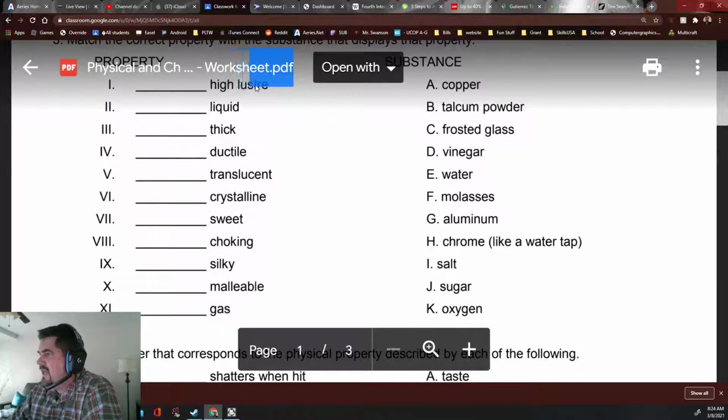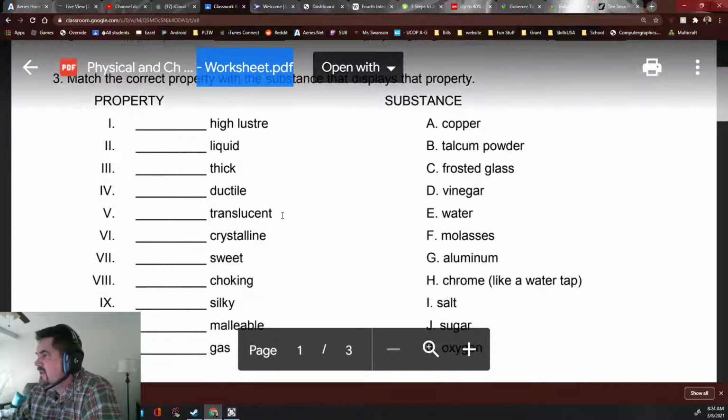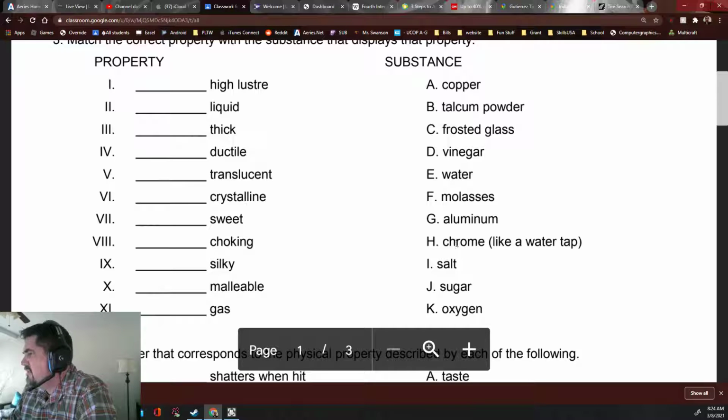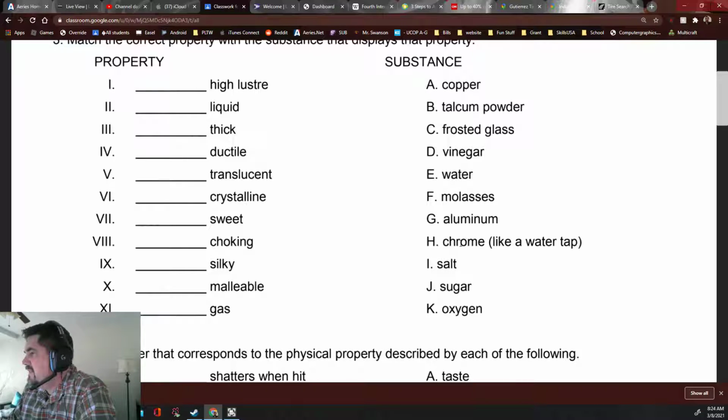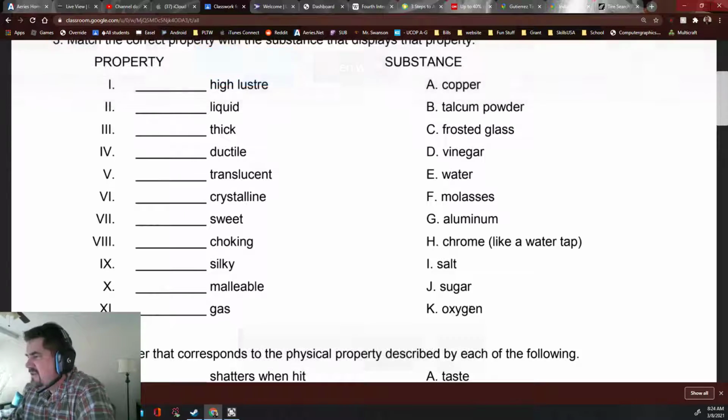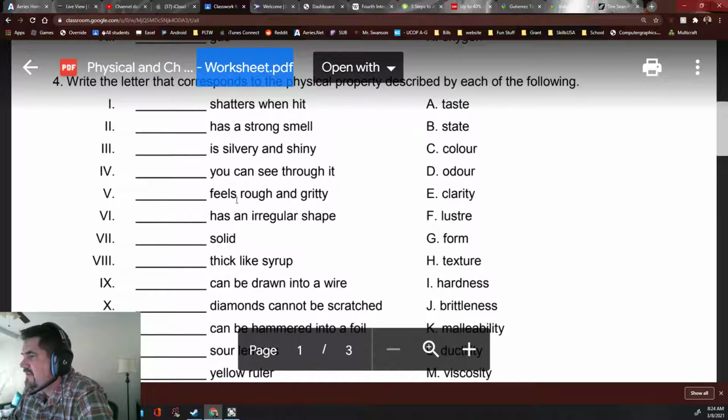So, for example, high luster. Right here on the worksheet it says high luster. So it shines a lot. Oxygen, no. Sugar, salt, chrome. Chrome has a high luster. It's real shiny. Liquid. Oxygen is not really a liquid. It could be, but normally it's not. You have to really compress it. Aluminum, what's water? There we go. That's a liquid. Okay, so pretty much you're going to fill this out here.